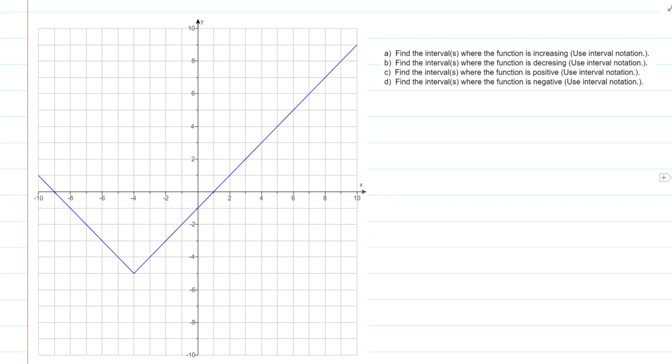All right, so we're given this absolute value function graphed, and we're asked to answer these questions. Where is the function increasing? Where is it decreasing? Where is it positive? And where is it negative?